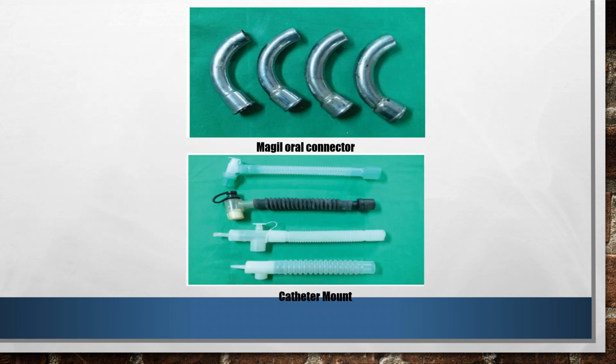So this is some pictures: this is the Magill oral connector, and these are catheter T-mounts. They are mainly used in head and neck surgeries or in thyroidectomy surgeries where the surgeon needs the operative place closer to the mouth. In these kinds of cases, we use this catheter T-mount. It also connects the ET tube to the breathing circuit, and this is also a connector called the oral connector. These are most commonly used in head and neck surgeries.